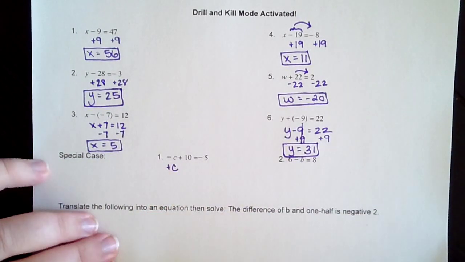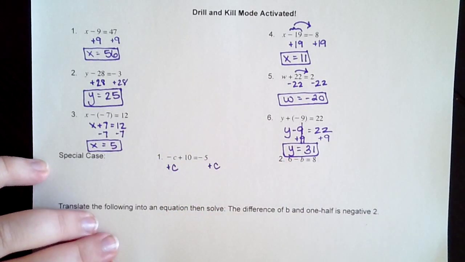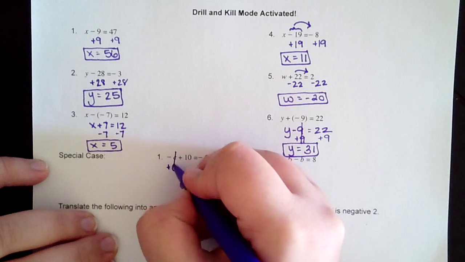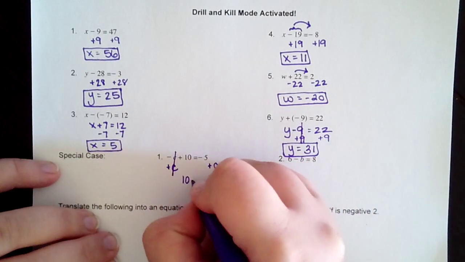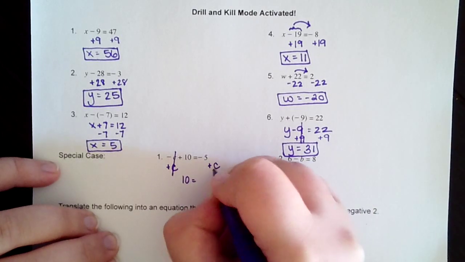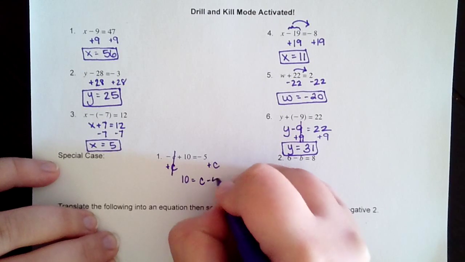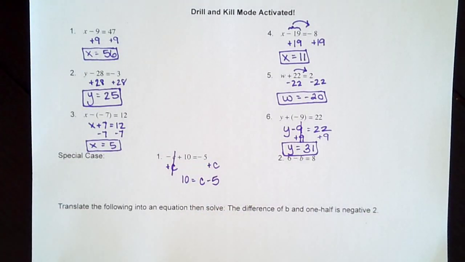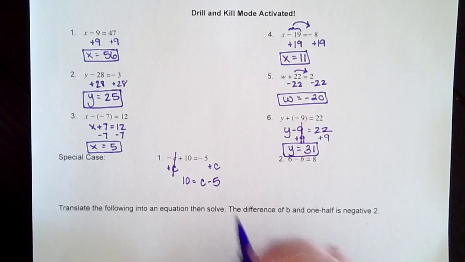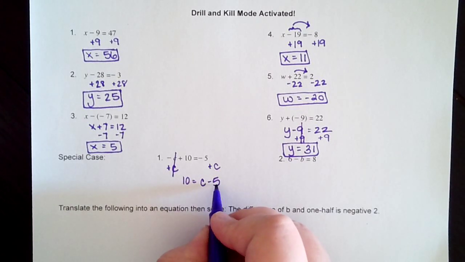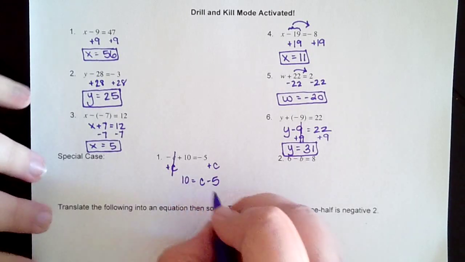If I say plus c on the left side, I can also say plus c on the right side. Notice that then cancels out on the left. I'm left with just positive 10 equals, and I'm going to put the c out in front because it's a positive c, c minus 5. Now that I have a problem with no negative out in front, I'm going to move that negative 5, make it positive to go to the other side.